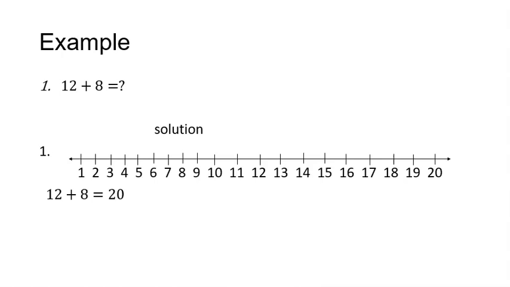Okay, good. So this is just an example. If you have 12 plus 8, what is going to be the answer? Here we have our number line, from 1 to 20, and we are to add 12 plus 8. So first of all, you're going to look for 12 on the number line. You have 12 here. Have you located 12?